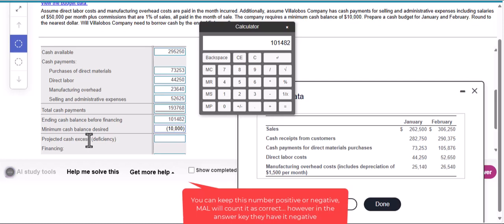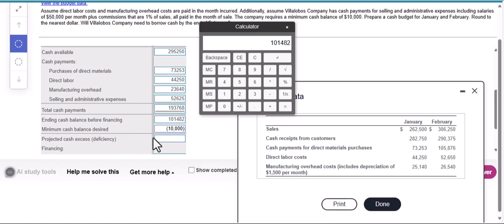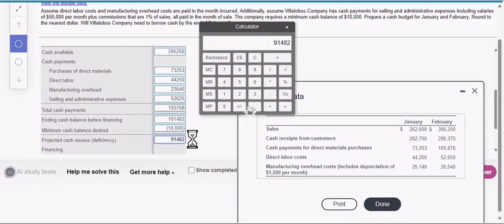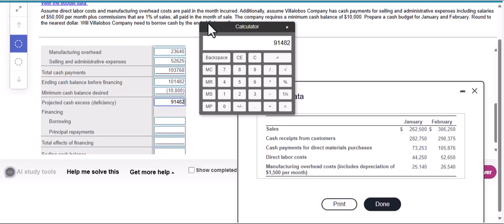So projected cash excess or deficiency. We are taking 101,000 and subtracting out that 10,000 minimum balance that we want left over. And so that means our projected cash excess, since again this is a positive number, is 91,482. This is the amount of cash we have above this threshold that we're trying to stay above. Since we are above that threshold and in the black here in the positive, what are we borrowing for financing? We are borrowing nothing because we do not need to borrow any money to stay above this $10,000 threshold.